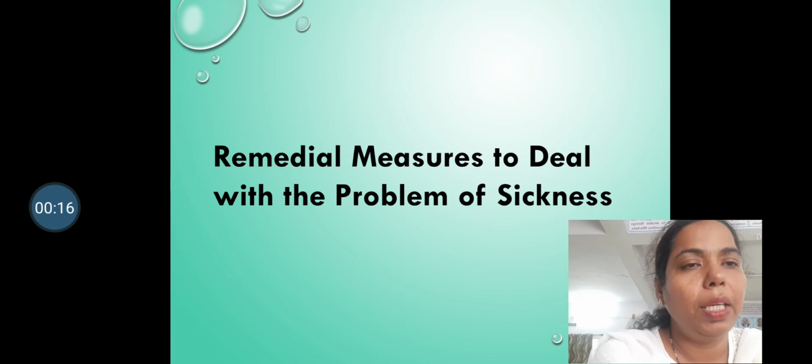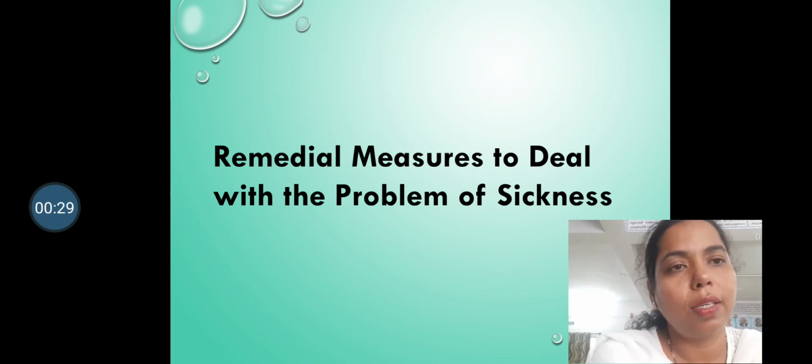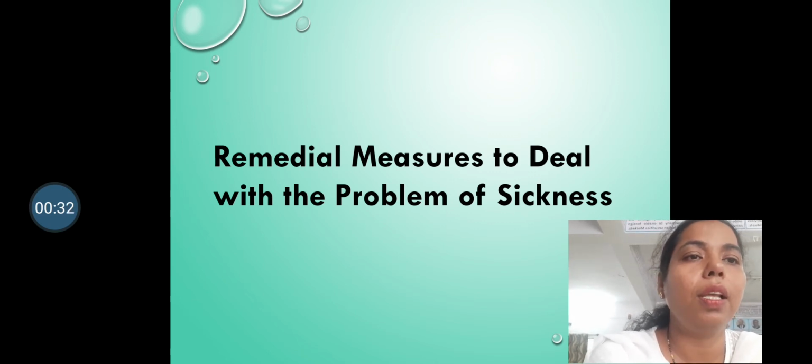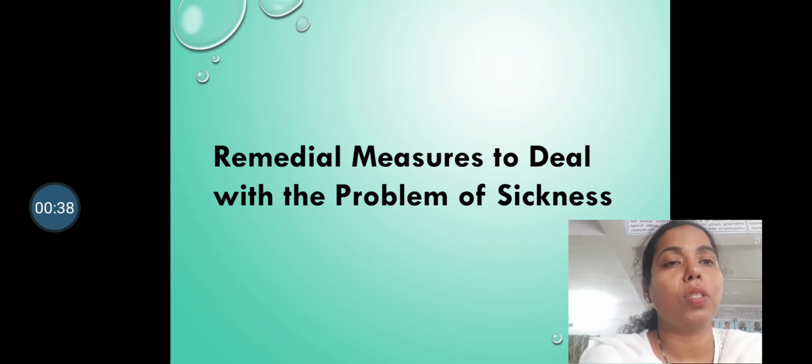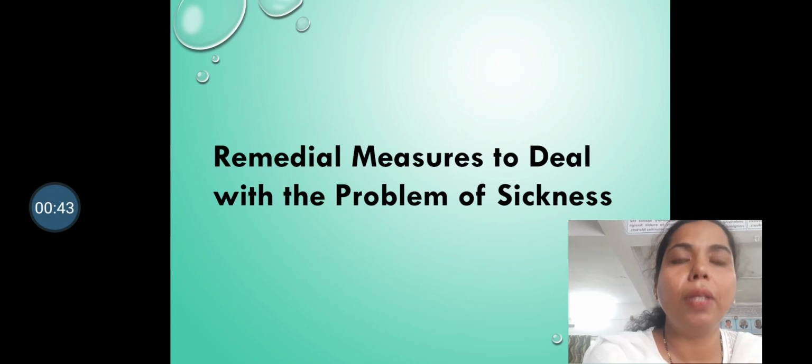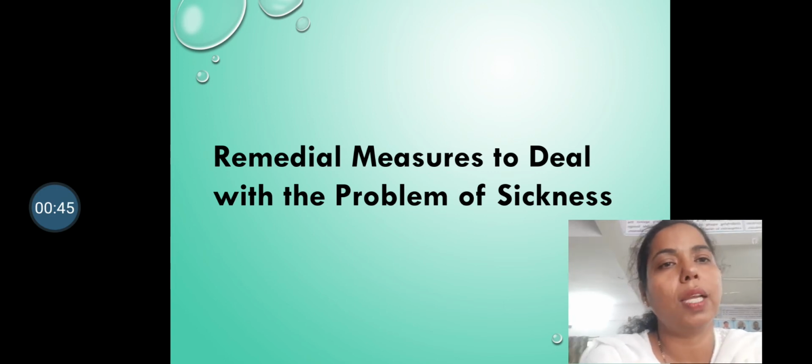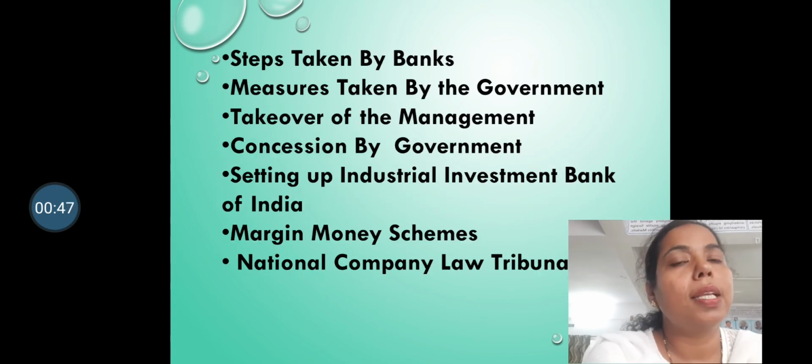In the earlier video we have seen the meaning and definition of industrial sickness, and after that we have seen the aspects and factors which are responsible for industrial sickness, that is the internal factors and the external factors. After that we have seen the problems which develop because of industrial sickness, that is the consequences of industrial sickness. Now in this video lecture we will discuss the remedial measures to deal with the problem of sickness. So here are the steps taken by the bank.